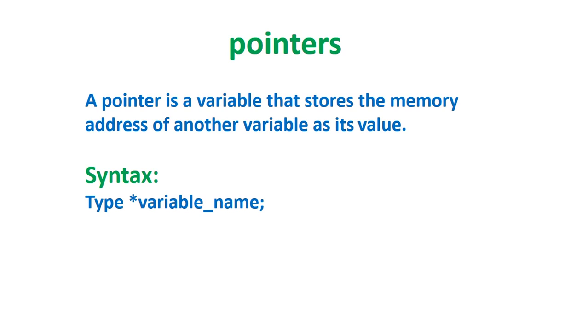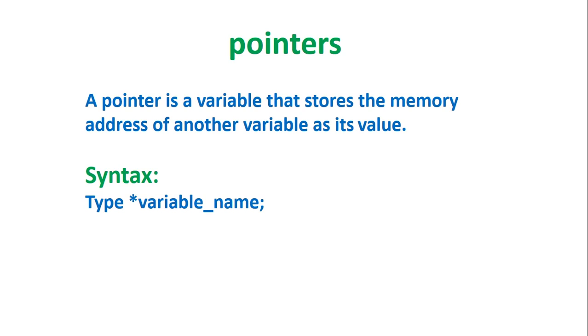Next, I am going to explain the pointers. A pointer is a variable that stores the memory address of another variable. They have data type just like variable. For example, an integer type pointer can hold the address of an integer variable, and character type pointer can hold the address of the character variable. The syntax of the pointer is type asterisk variable name. Here type is the pointer's data type and variable name is the name of the pointer variable. Here asterisk is used to declare the pointer.